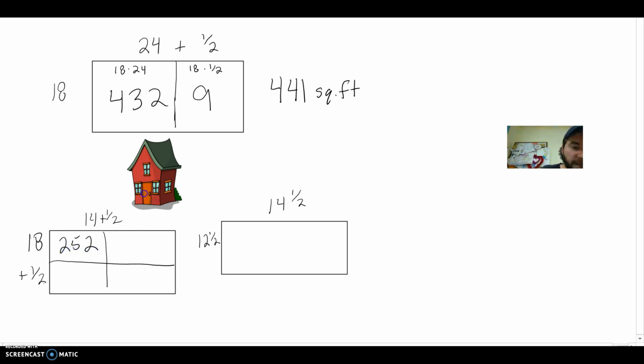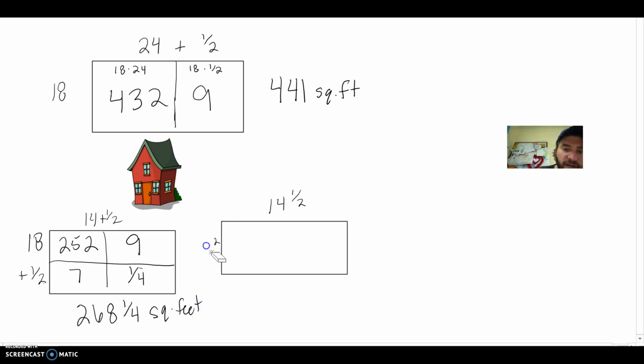252 square feet. Here is half of 18 again. Half of 18 is 9. Here is half of 14, which is 7. And then I have half of a half, which is a quarter of a square foot. So if I add up all of those, 252 plus 9 plus 7, that is 268 square feet, but plus this 1/4, 268 and a quarter square feet.